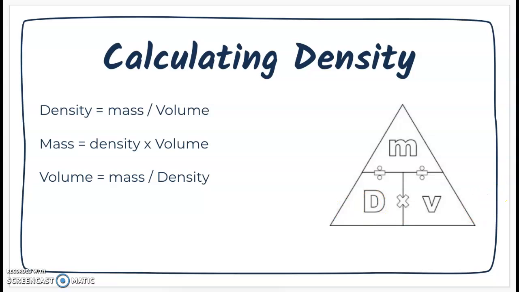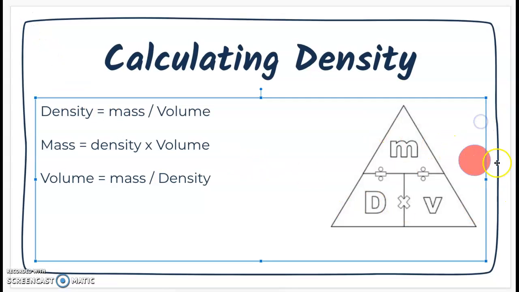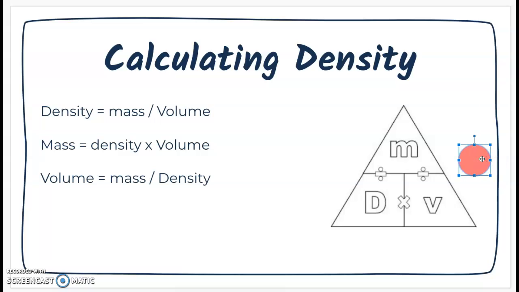density. So one way you could do that, I like to look at this triangle, is I like to cover up what I'm trying to find. So if I'm trying to find density, that means I have my mass and my volume, and I'm going to divide it. If I'm trying to find my volume, I can cover up the volume and see mass divided by density. See, mass is on top of density, mass is on top.